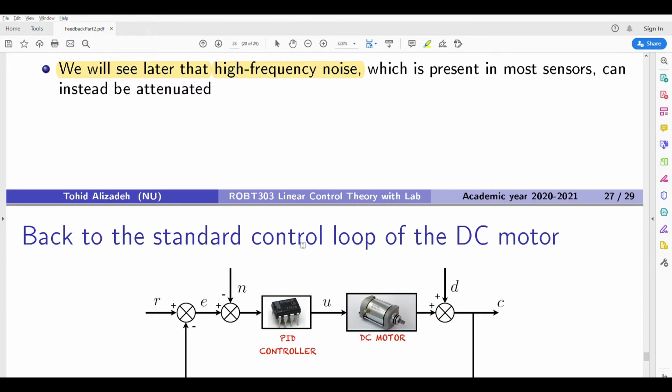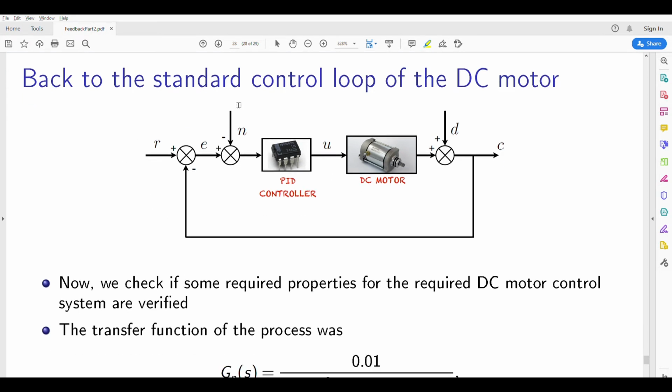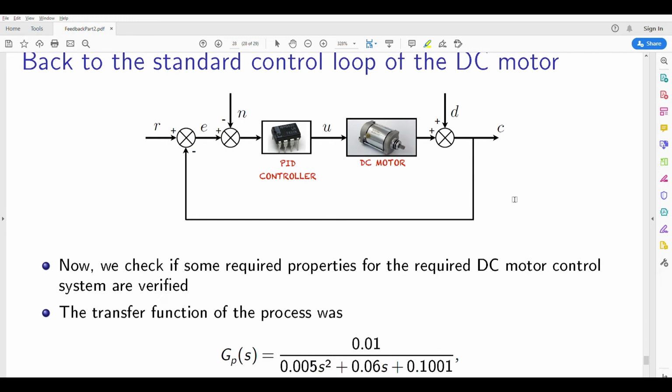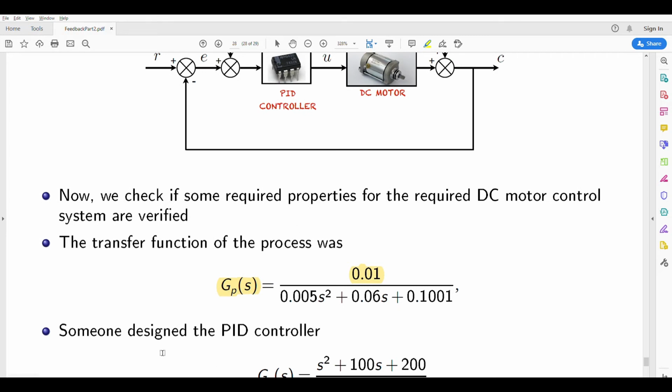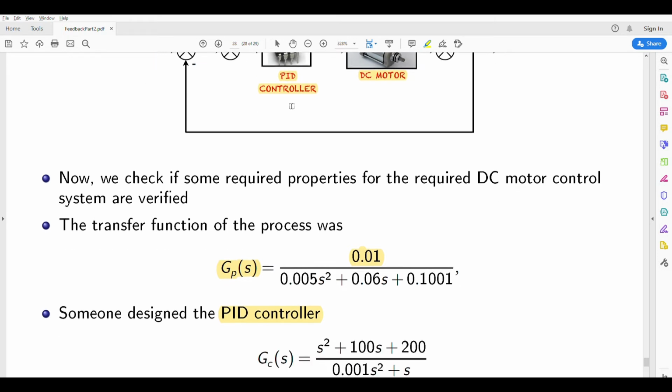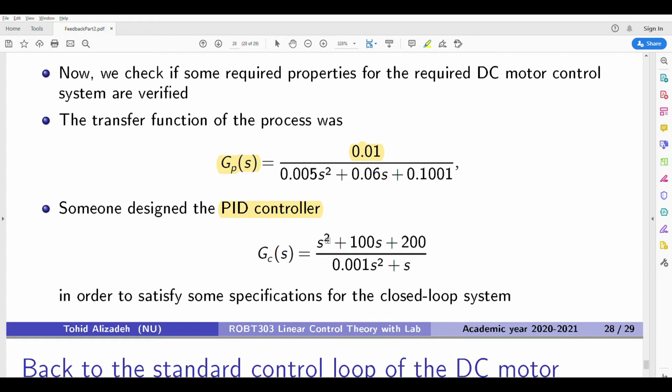Okay, so having said that, now we can have a look at our example of the DC motor. Here we have the schematic for the system. We already have the GP transfer function for the process, which is in the form of this transfer function 0.01 over the denominator. And for this system, someone has designed a PID controller. So we have the PID controller here. Someone has designed it. We will learn later how to design it ourselves, but we have the transfer function for the controller. And the designer had in mind to satisfy some specifications for the closed loop system.